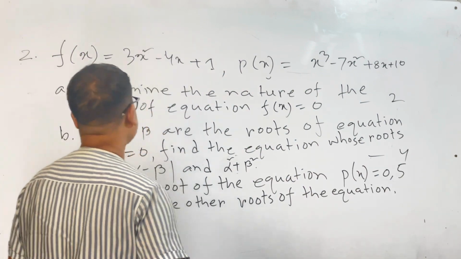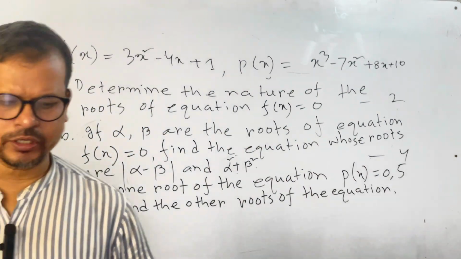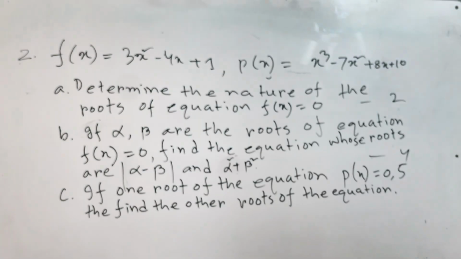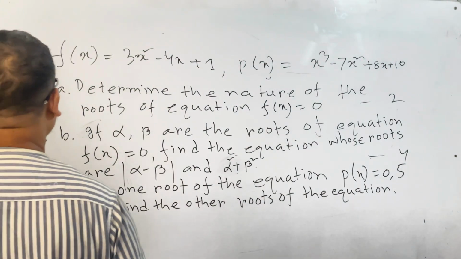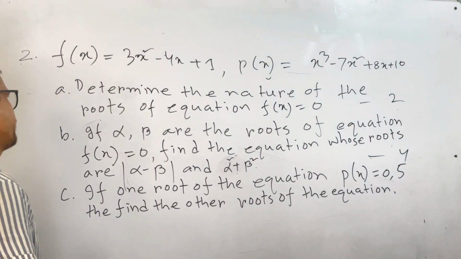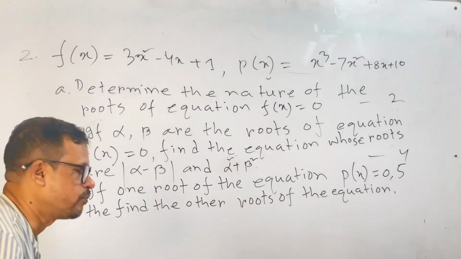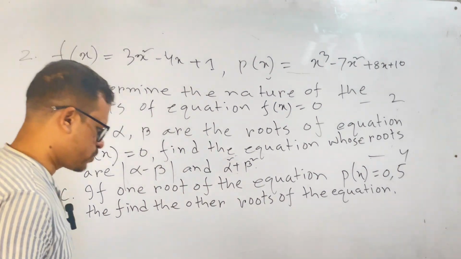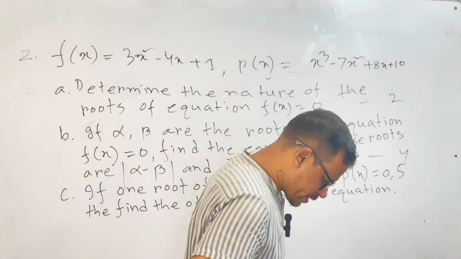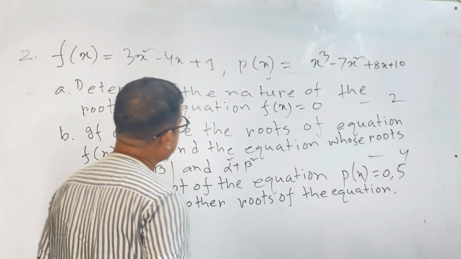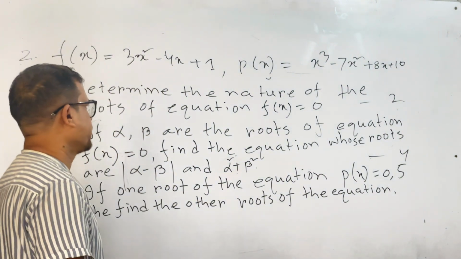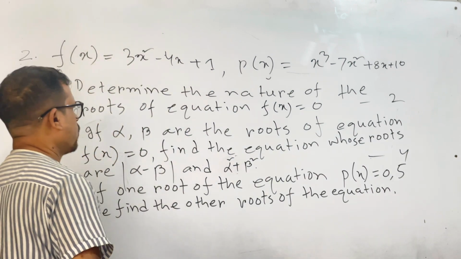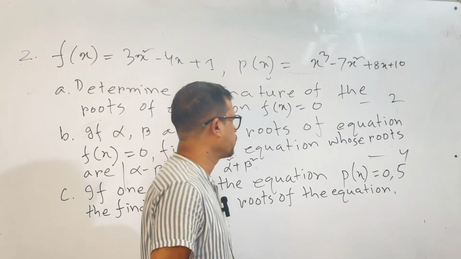Dear students, I will say two or three times any question for remembering easily, and for this reason I'll utter this question two times again. Question number 2: f(x) equal to 3x square minus 4x plus 1, p(x) equal to x cube minus 3x square plus 8x plus 10. Determine the nature of the roots of equation f(x) equal to 0, marks 2.